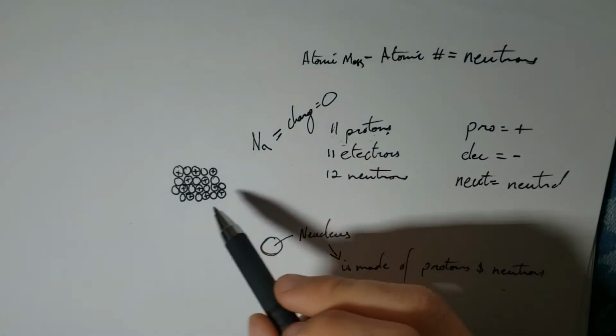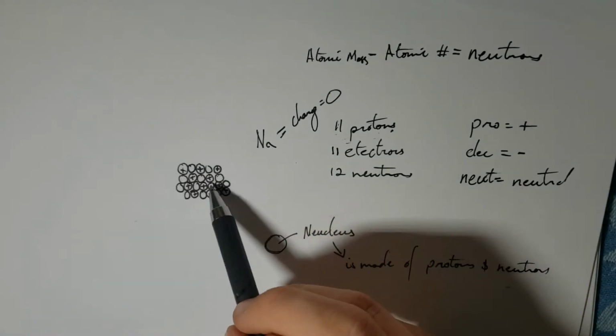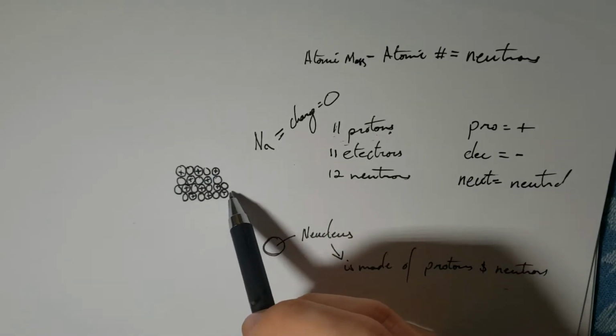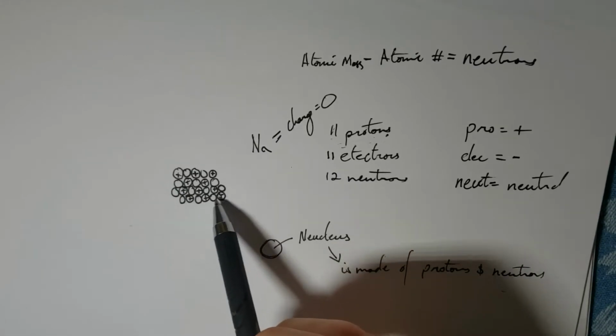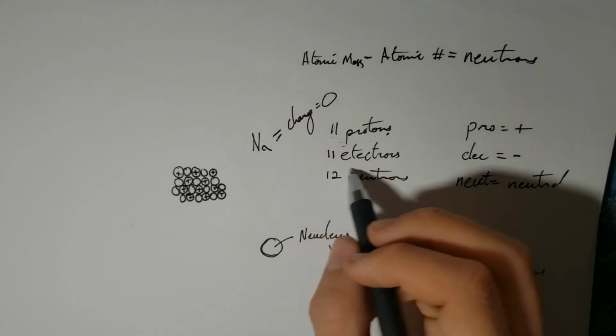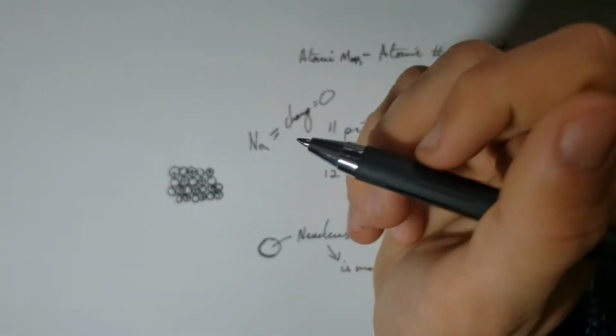So now that we have our nucleus, we need to figure out a way to make this charge 0, right? Because right now its charge is positive 11, since 11 positively charged particles plus 12 neutrally charged particles yields a positive 11 charge. So that means we need to draw 11 electrons.